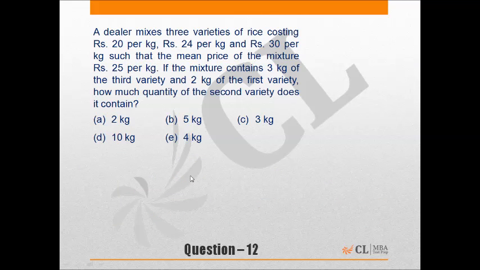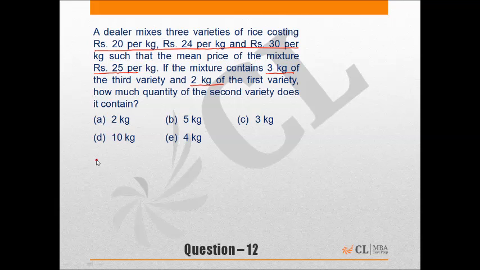Question 12. A dealer mixes 3 varieties of rice costing rupees 20 per kg, 24 per kg and 30 per kg, such that the mean price of the mixture is 25 per kg. If the mixture contains 3 kg of third variety and 2 kg of first variety, how much quantity of the second variety does it contain?